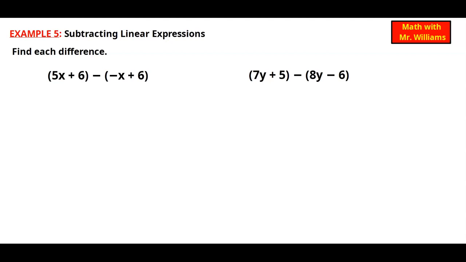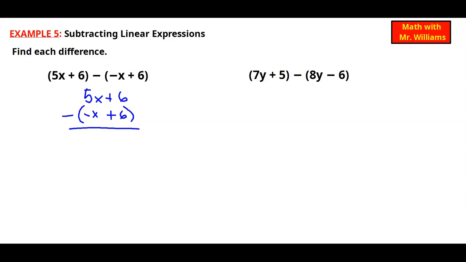Math with Mr. Williams, example 5, subtracting linear expressions. Find each difference. So it's important to remember when we subtract linear expressions, we want to add the opposite of everything in the second one. Let's go ahead and write down our vertical method here. So we have 5x plus 6 minus negative x plus 6.